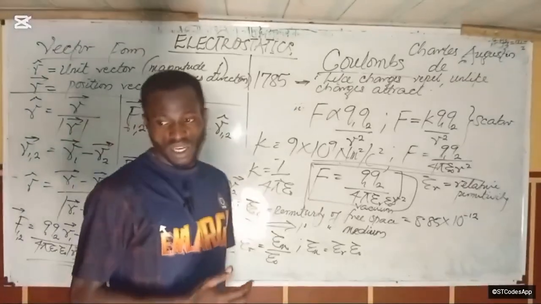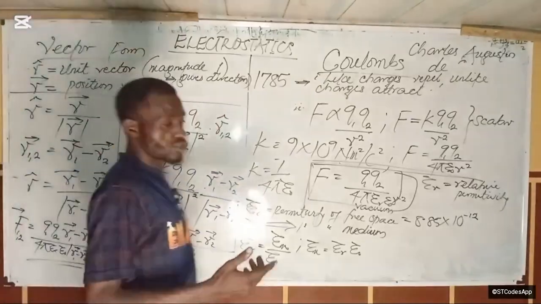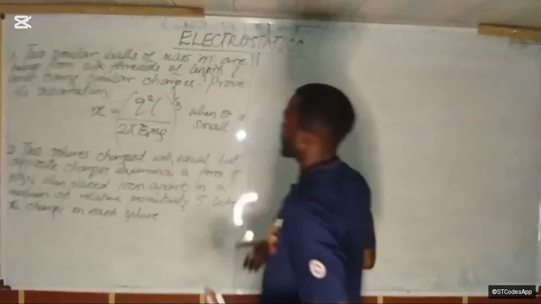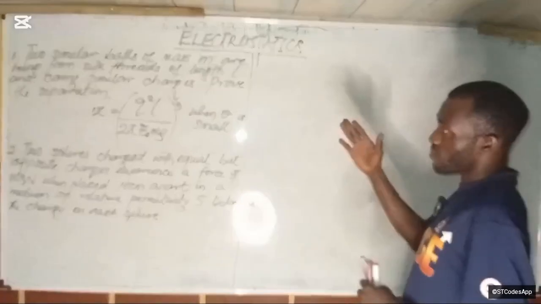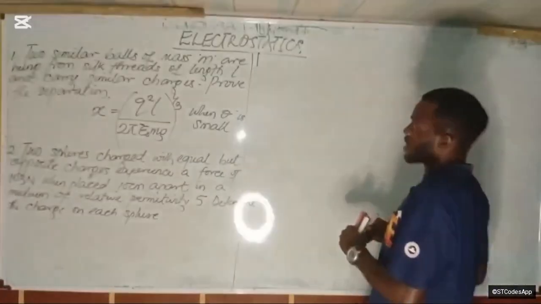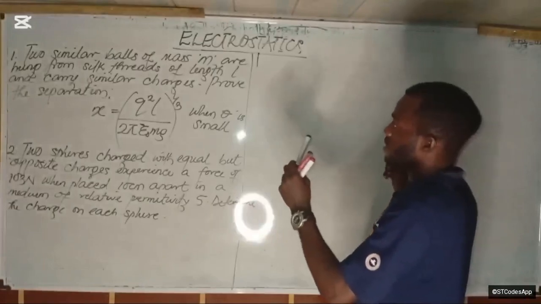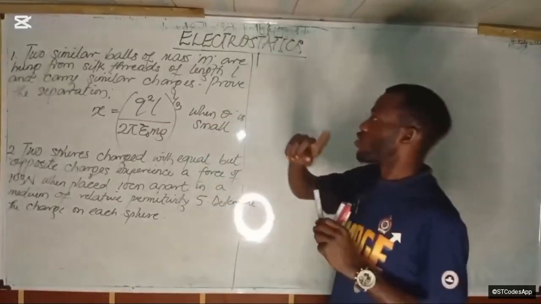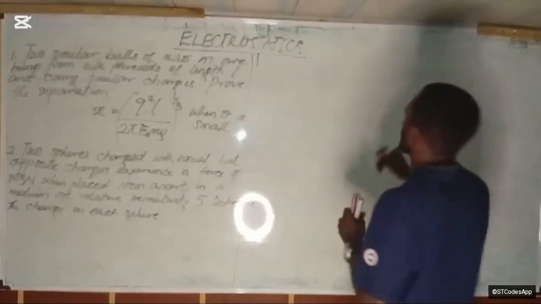So with all of this said, let me look for one question for us to solve, or two. Let's solve one or two questions. The question says two similar balls of mass M are hung from silk threads of length L, and carry similar charges. So if they carry similar charges, they will repel. Prove the separation between them.